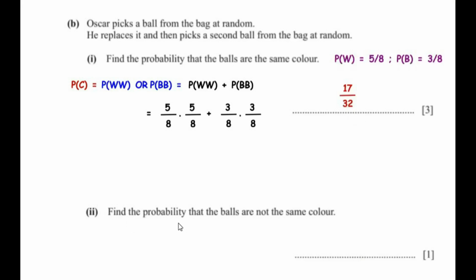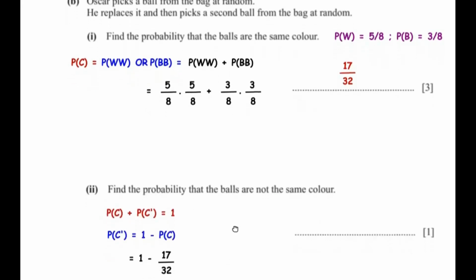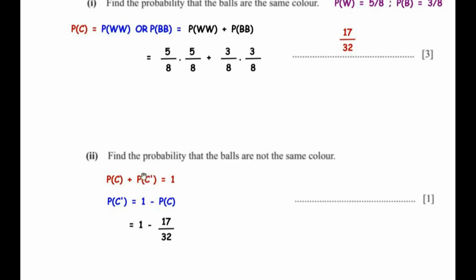Now in the second sub question, find the probability that the balls are not the same color. So we can make use of a formula here. Probability that the balls are of the same color plus probability that the balls are not of the same color is equal to 1. Since we need to find the probability that the balls are not of the same color, we will keep it as it is and send P of C to the right hand side. So the formula becomes P of C dash is equal to 1 minus P of C.